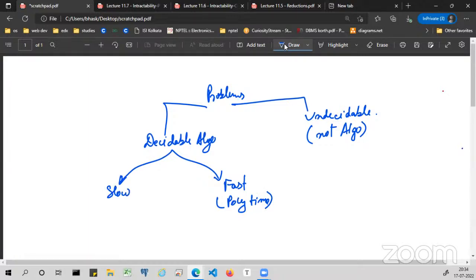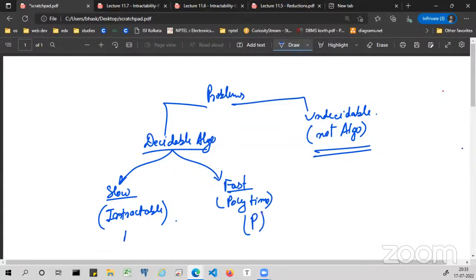But what is the idea? The idea is they would stop. Okay, these would not stop, but decidable would stop. It may take more time in case of slow, in case of fast it would be taking less time. So slow means non-polynomial time or intractable. Fine. So this is the classification. Now the general idea: these are P, polynomial time, so this is the P class and this is the NP class. So that's why polynomial time, non-deterministic polynomial time, NP.